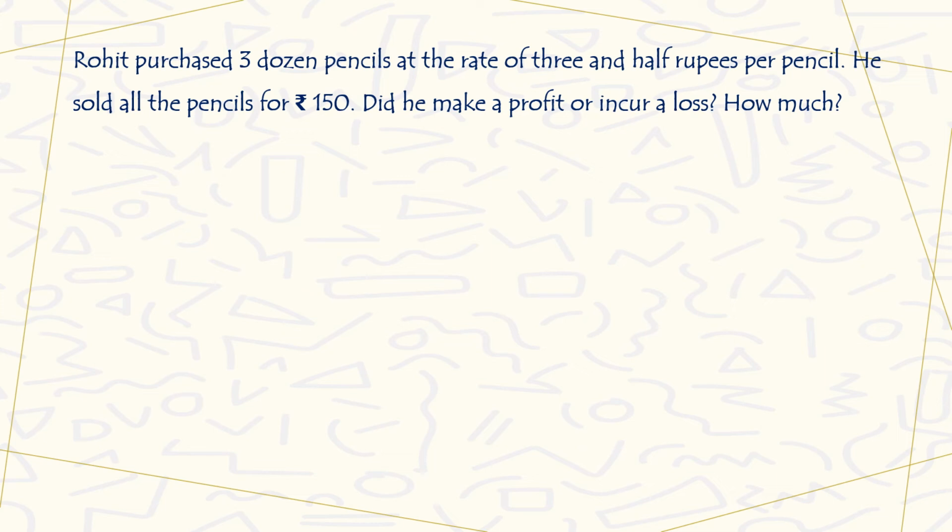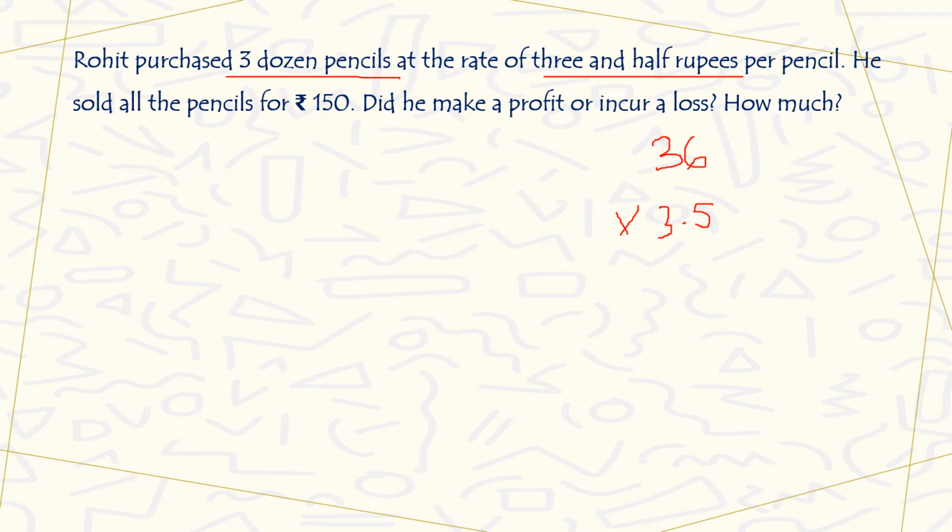3 dozen pencils he has. So 1 dozen of pencil is how much? 12. Right? So 3 into 12. Everybody knows what it is? It's 36. 36 pencils were there. 3 dozen pencils at the rate of 3.5 rupee. So 3.5 means 3 rupees 50 paise per pencil. He sold all the pencils for rupees 150.